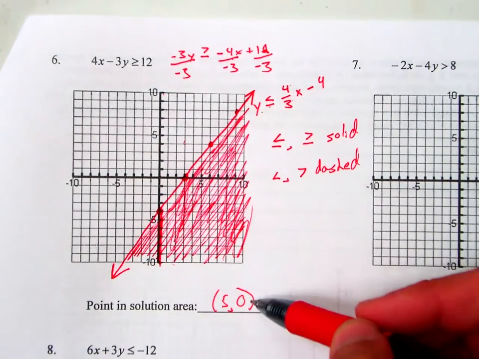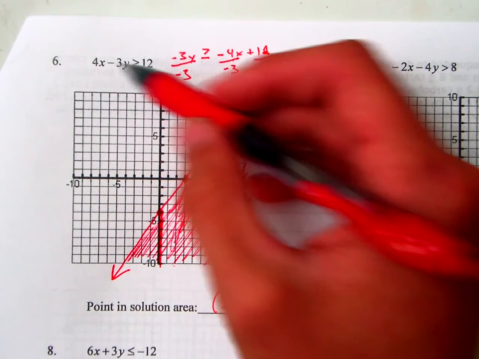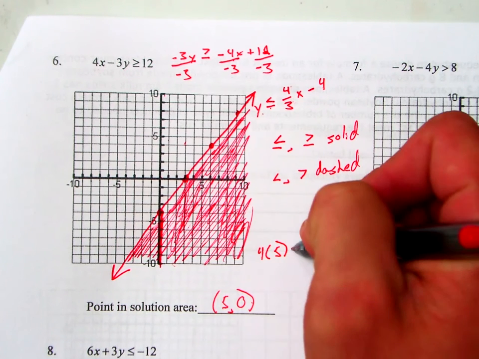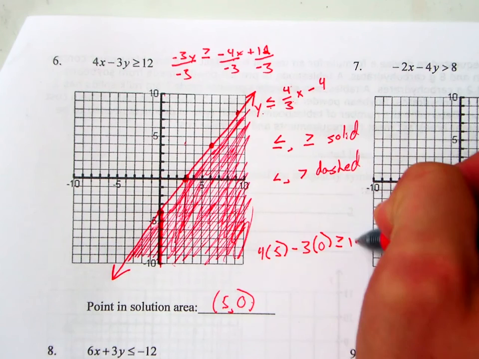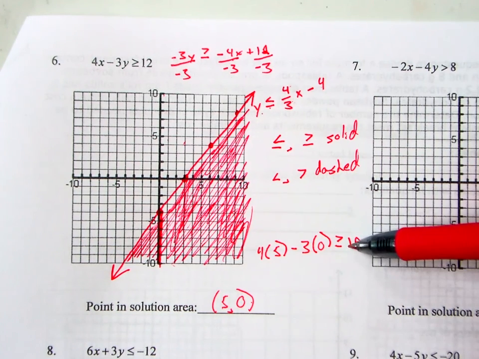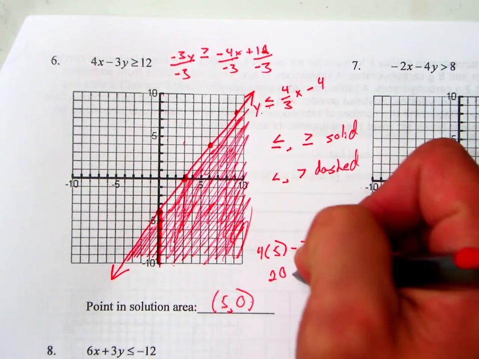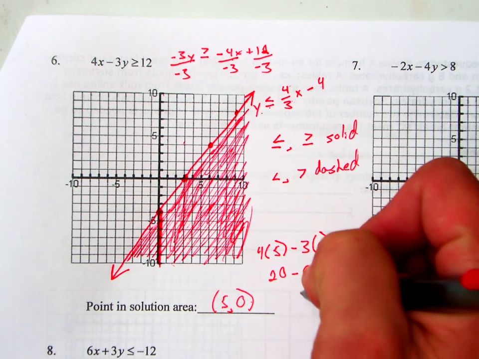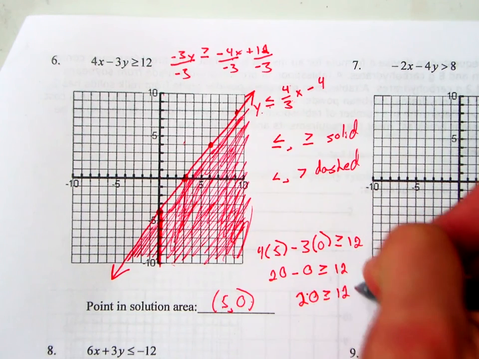And the way I could find out is if I took this and plug it into this equation. So let's go ahead and do that real quick. So 4 times 5 minus 3 times 0 is greater than or equal to 12. So I rewrote this exact equation right here, but instead of x and y, I used my coordinate point. So I've got 20 minus 0 is greater than or equal to 12, which is a true statement. 20 is greater than or equal to 12. So great.